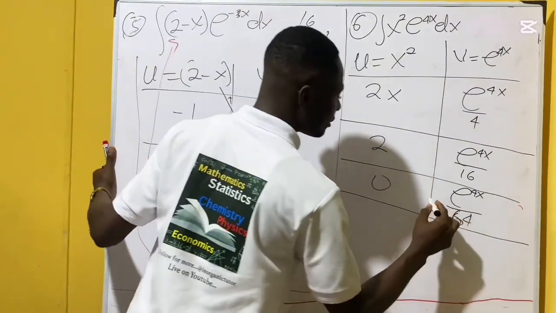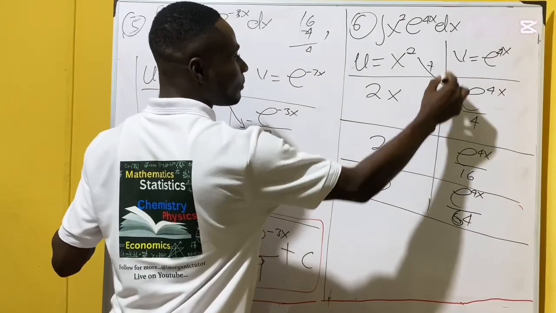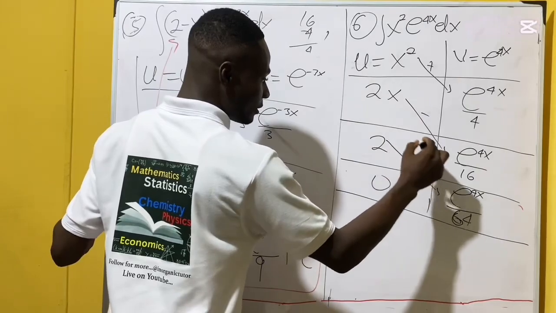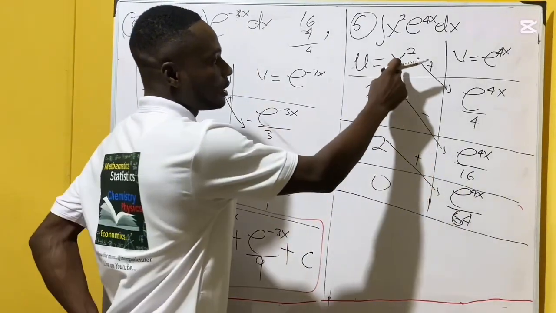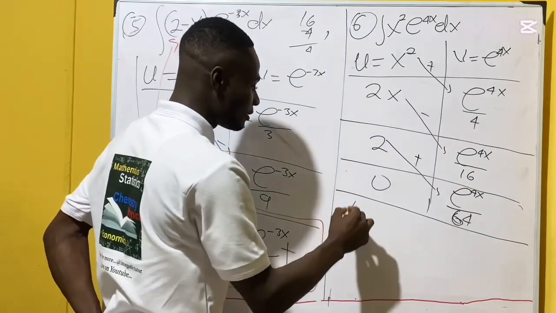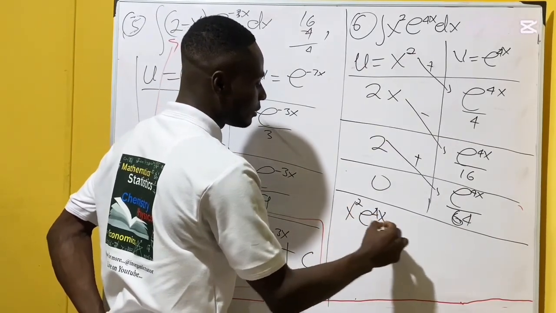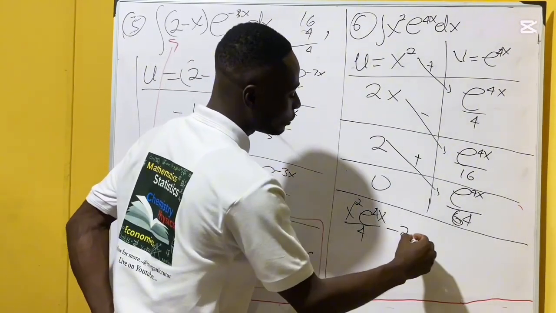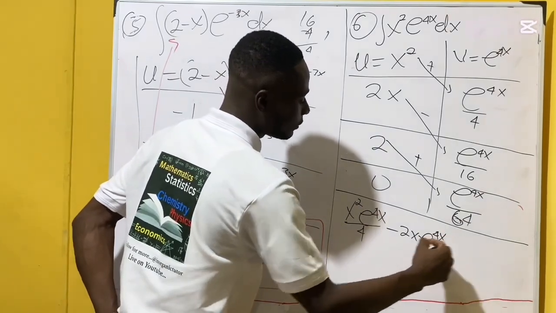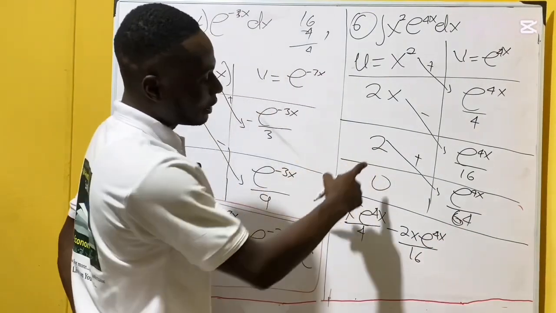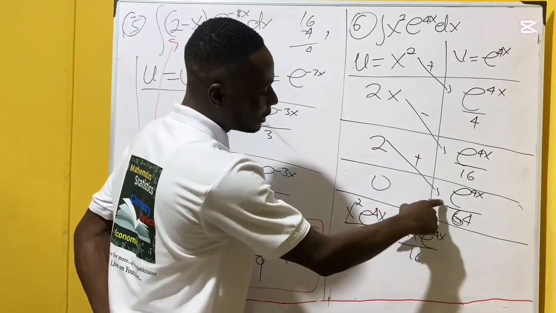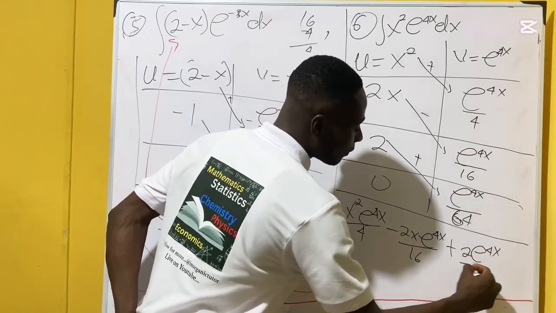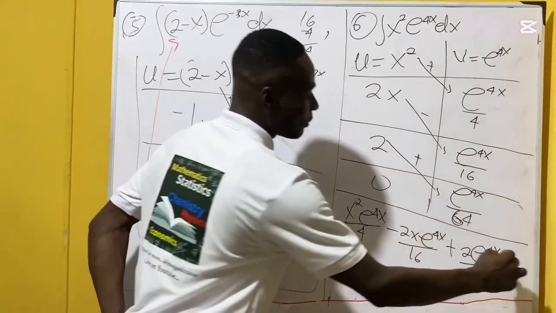So this, we have the signs positive, negative, positive, right? So now this moves to this, and you have x squared e power 4x on 4. 2x times negative, right? So we have negative 2x e power 4x on 16. Then 2 times positive, right? Then this is also positive. So we have plus 2 e power 4x on 64 plus a constant of integration.